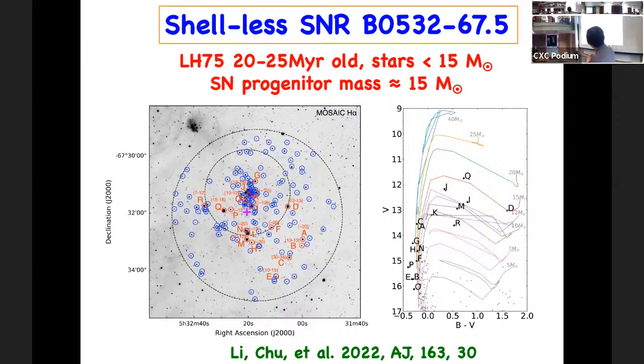And the center of the supernova is right here. It's so close to the core of the OB association. So we think, and there are more massive stars outside, so apparently the star formation propagates outward. The core is born first, and then the star formation propagates outward. So these stars are a little bit younger than the stars inside.